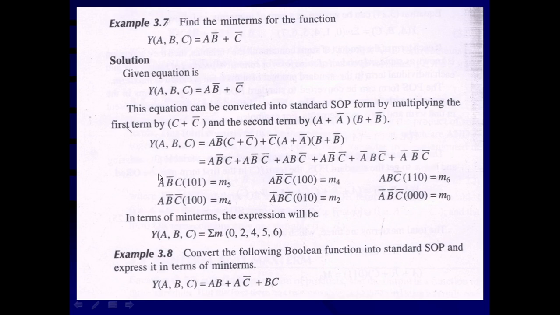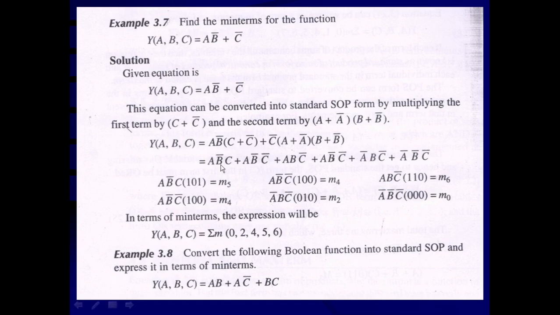Again, we can substitute like this, A, B bar, C. For uncomplemented we put 1, and for complemented we put 0. So for A, 1, for B bar it is going to be 0, and for C it is going to be 1. This binary value 101 is nothing but min term M5. Second one, A, B bar, C bar, so it is nothing but 1, 0, 0. That is nothing but the min term M4.